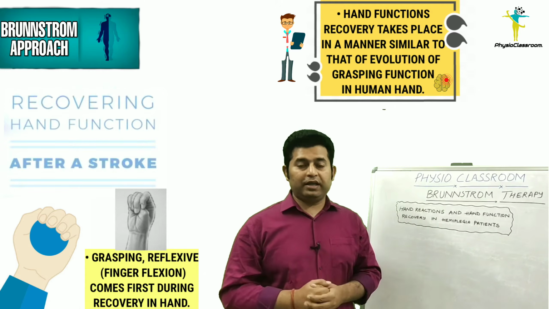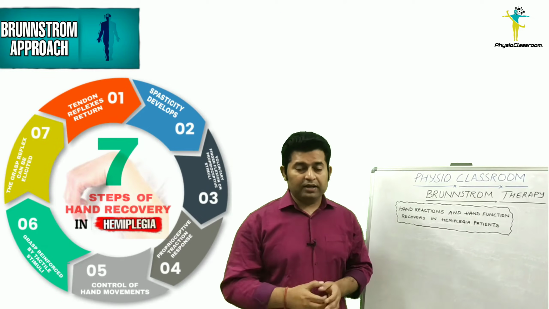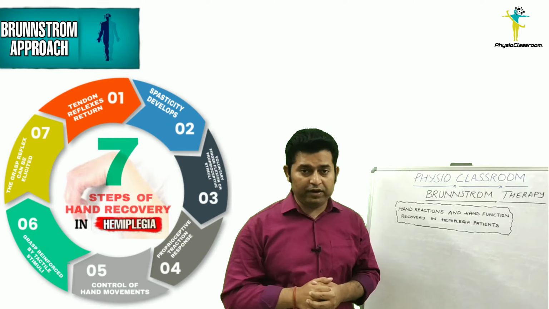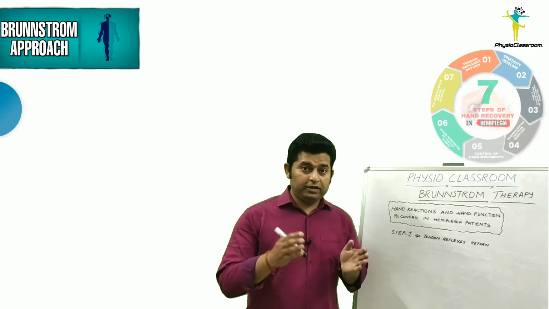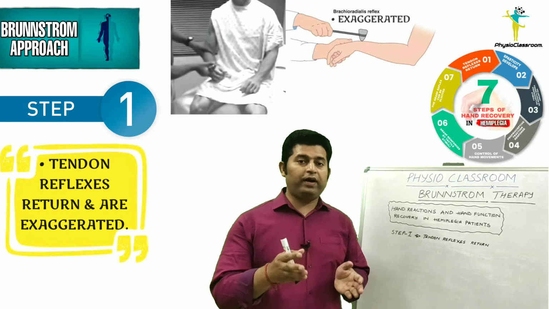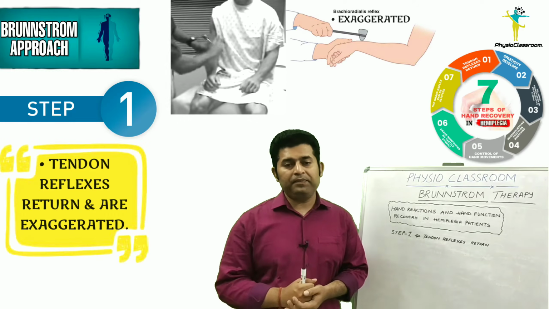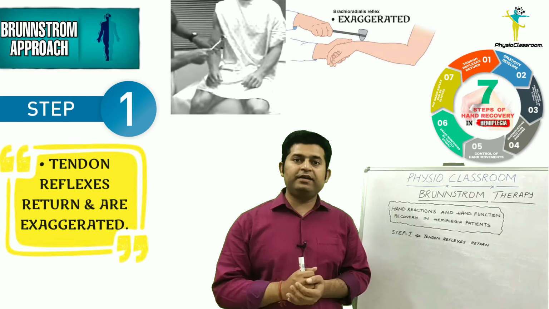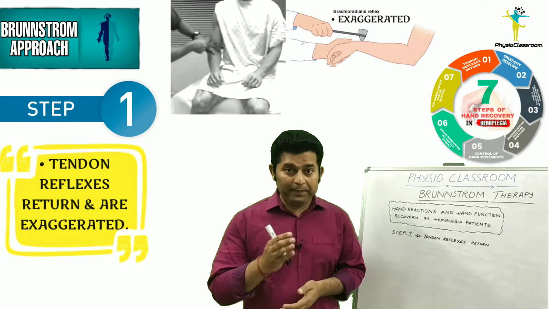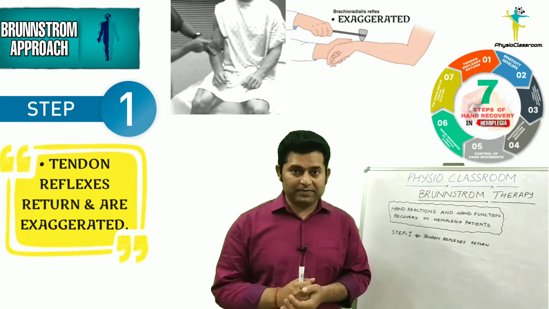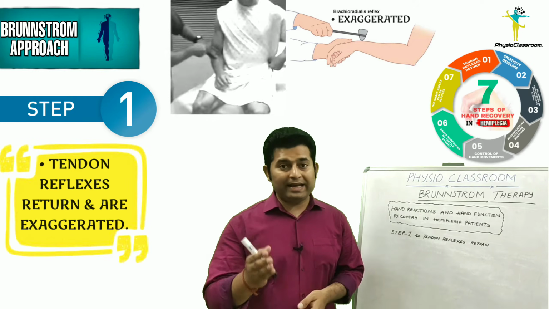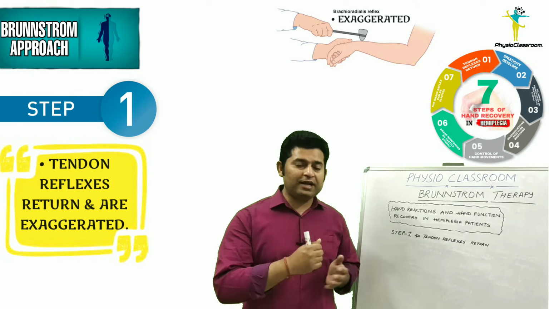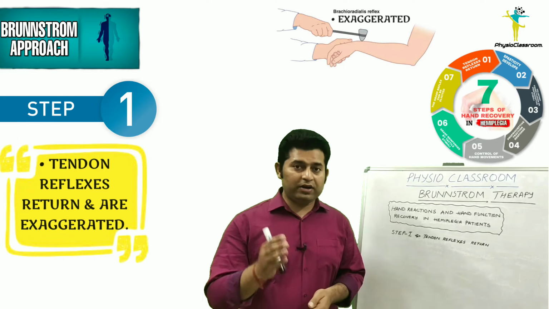Following hemiplegia, there are 7 important steps that have been outlined in hand function restoration. So let's discuss them one by one. In the first step, the physiotherapist is going to find that following hemiplegia, the upper limb that was flaccid will start demonstrating hyperactive tendon reflexes. That is, the tendon reflexes will reappear and will become exaggerated. This is the first step in the hand function restoration.